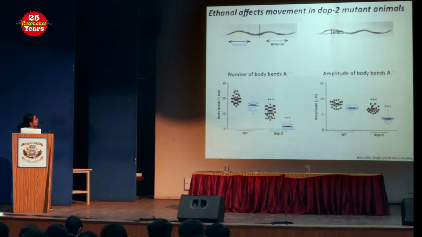We also looked at the amplitude, that is, if you draw a line across the midpoint of the worm, you find the distance between the highest point and this line. Again, we found that this is also much less in these animals, which is not surprising. You saw that they could hardly move.